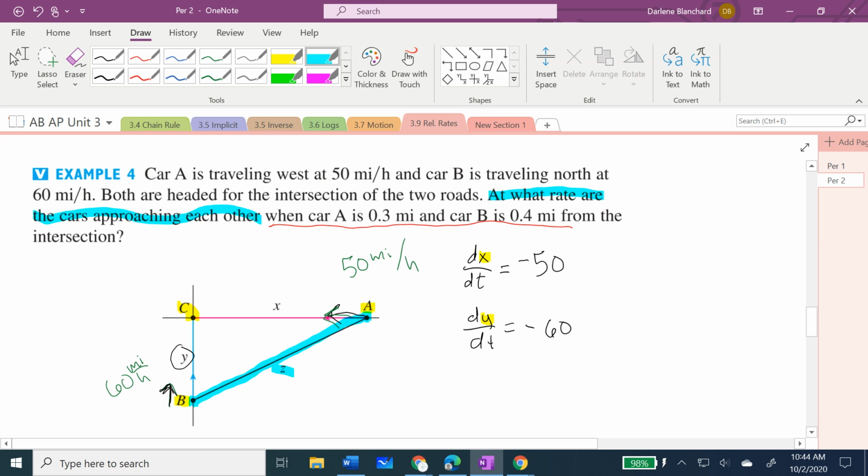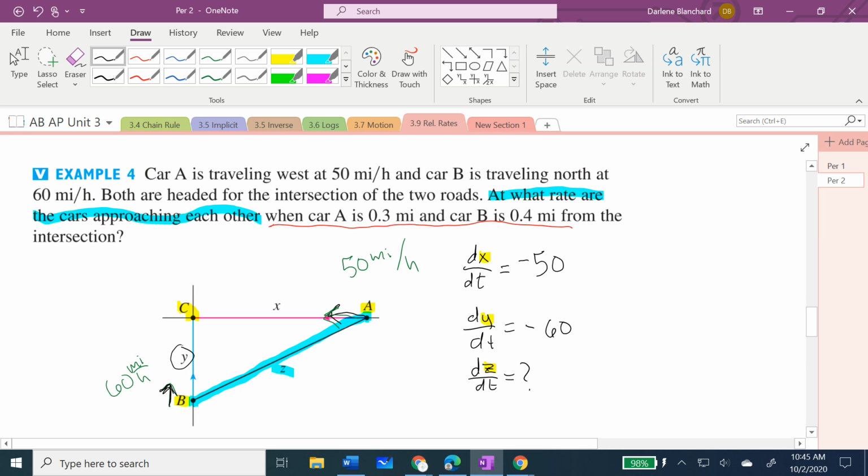So when they say, what is the rate at which the cars are approaching each other, they're actually meaning what is the rate of change of the distance between them? So we are being asked to find dz/dt. Now, this time we have 3 variables involved. We need all 3 of them in our equation when we set it up.